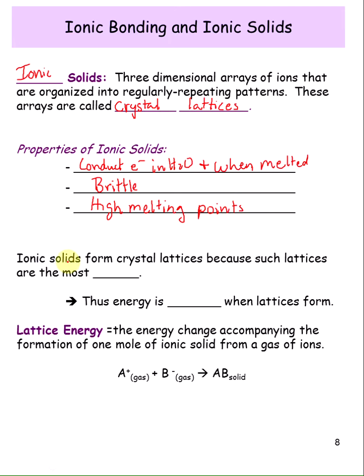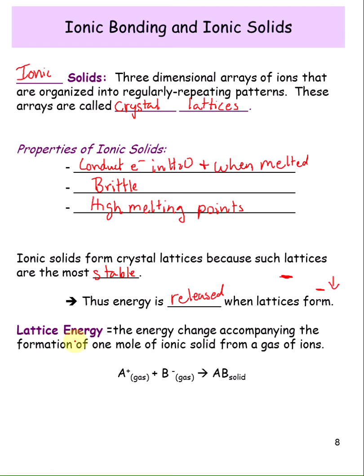So ionic solids form crystal lattices because those lattices are the most stable. So if they're the most stable, energy is released when lattices form. Because remember, we start off at one energy level, and if it's going to be more stable, it's going to be lower in energy. So if we start off with an energy level here and we end up down here because it's more stable, you're lower down. That means that you had a change in energy that's negative, and so that negative is withdrawal out of our energy bank account, so that means the energy was released.